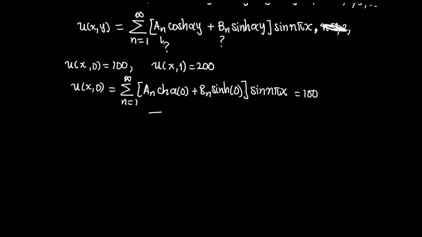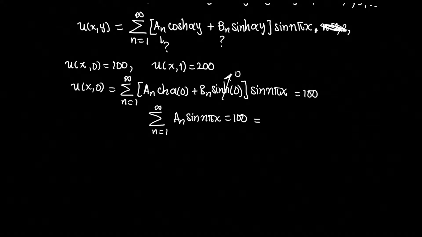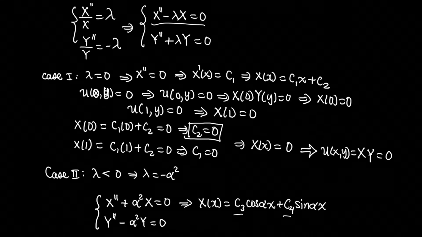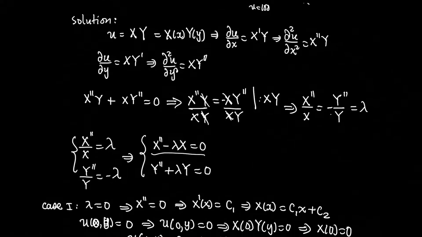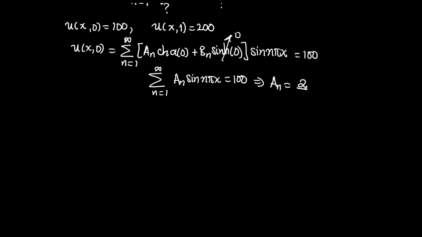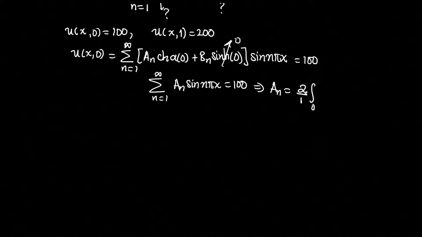This is 1, so you just end up with the summation n=1 to infinity of a_n. This is 0, so you just end up with sine of n pi x equal to 100. Then from the Fourier series of sine, it is 2 over the length. The length, if you go to the plate, from 0 to 1, so your length is just 1. Integral 0 to 1 of the function f(x), which is 100, times sine of n pi x dx.